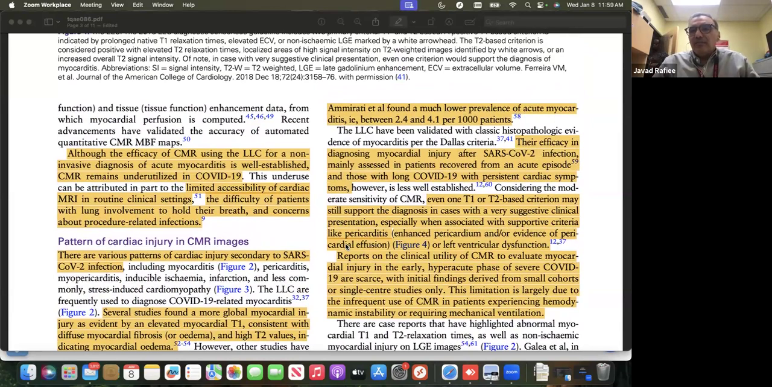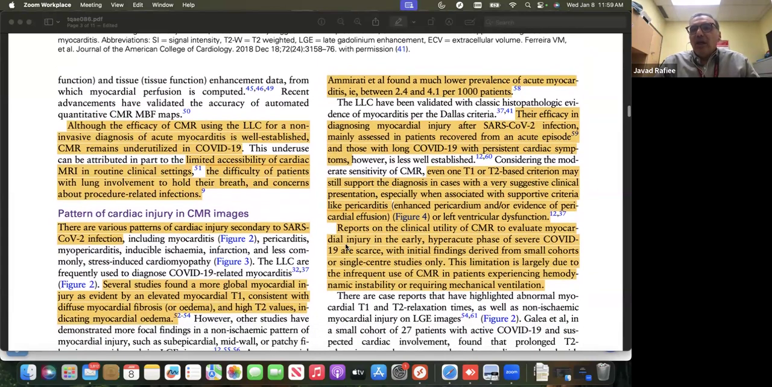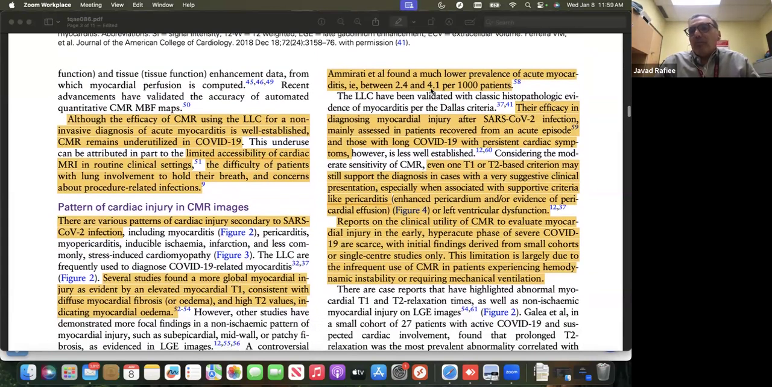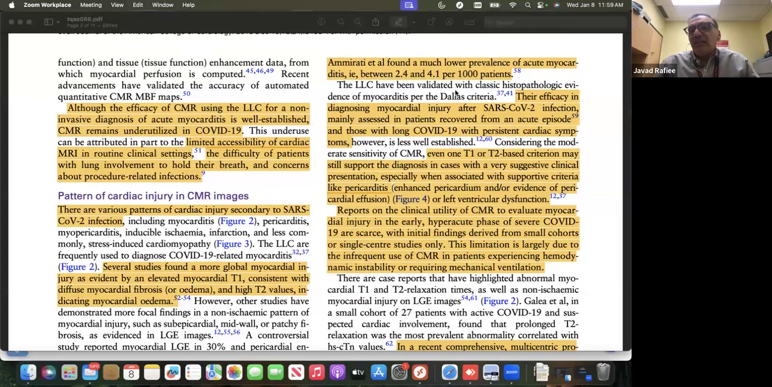A large international study has shown that standard evidence for myocarditis during COVID-19 was found in only 4 patients per 1,000 patients. As you see, there is a moderate sensitivity of cardiac MRI to diagnose myocarditis based on the Lake Louise criteria.